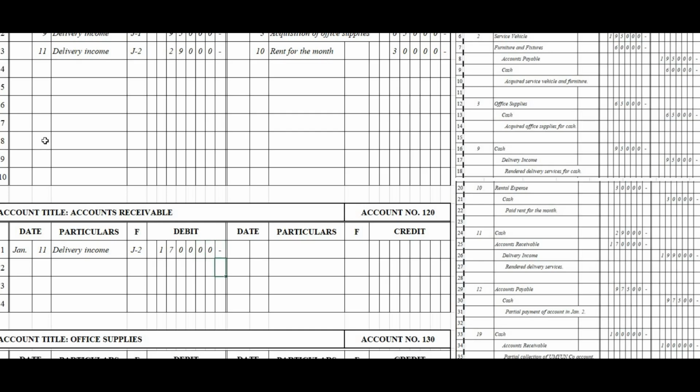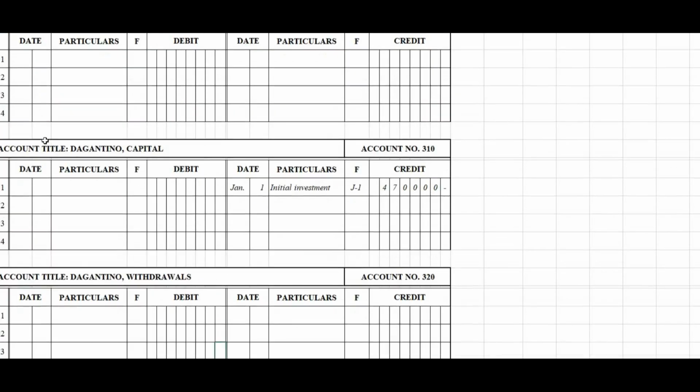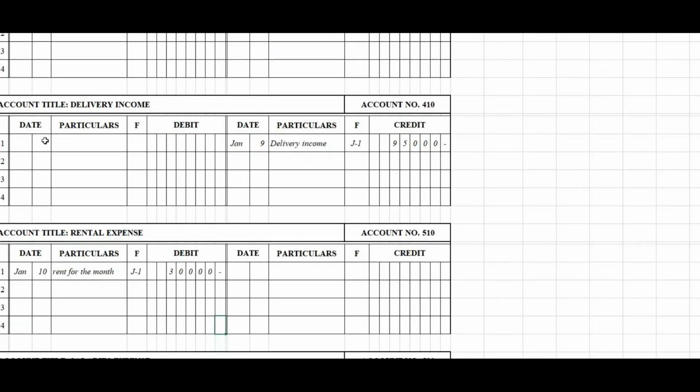Okay. Then you have delivery income. So assuming it's page 2. So you have 199,000.